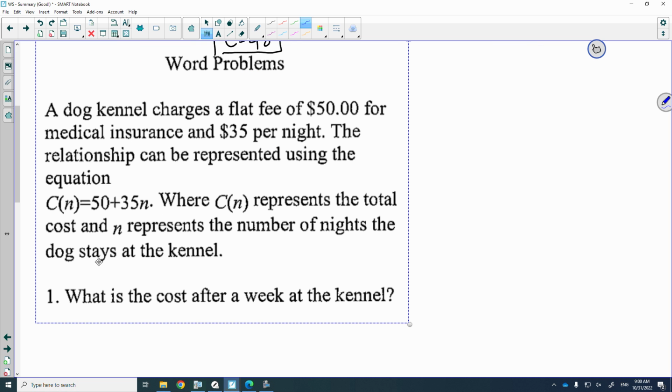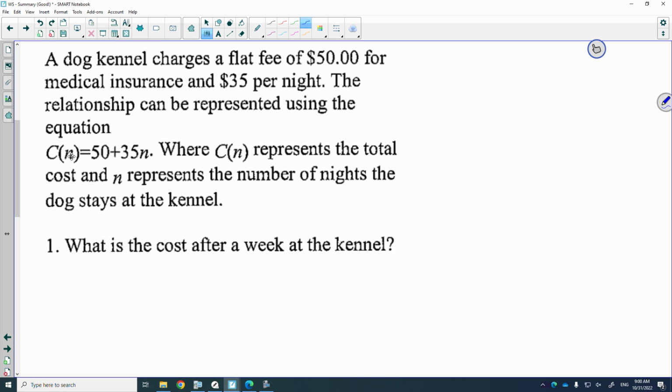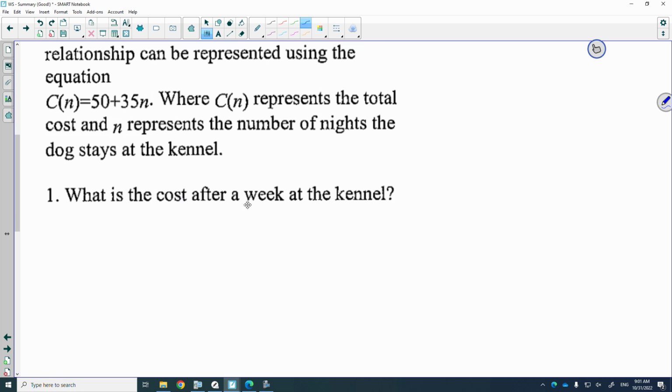Okay, let's do this word problem, and then there's one more, and then I'll give you some practice problems in your book. Okay, a dog kennel charges a flat fee of $50 for insurance to keep your dog there, and then it's $35 per night. The relationship can be represented using this equation. So the cost to give your dog into a kennel is $50 for a flat fee plus $35 per night. C of N represents the total cost and N represents the number of nights the dog stays at the kennel. Okay, what is the cost after a week at the kennel?